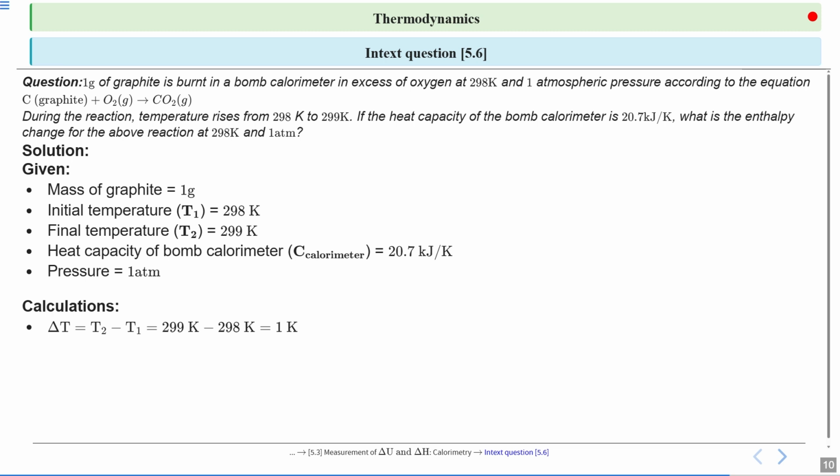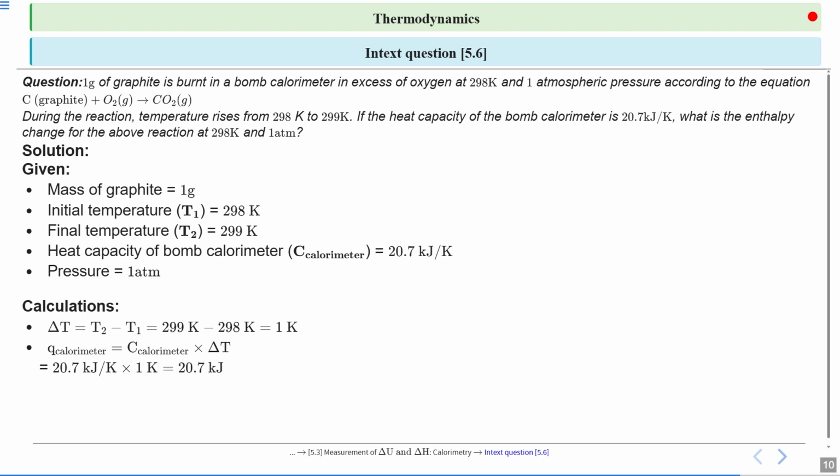So remember this thing. If you are calculating the temperature change, then you do not need to convert the units. The unit will be changed without changing the numerical value. So if 1 Kelvin is delta T, then 1 degree Celsius will also be your delta T. Both will have the same value. Okay, if you got it, good. So now we will put the value of the calorimeter heat capacity, which is 20.7 kilojoule per Kelvin, and the temperature.